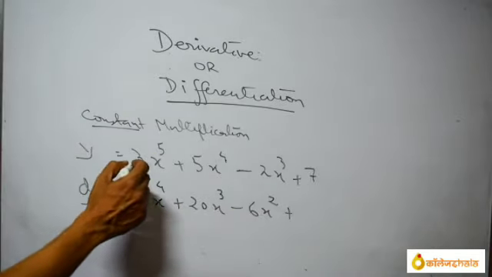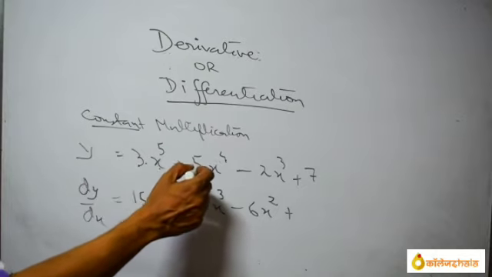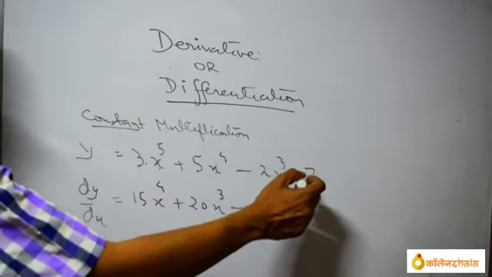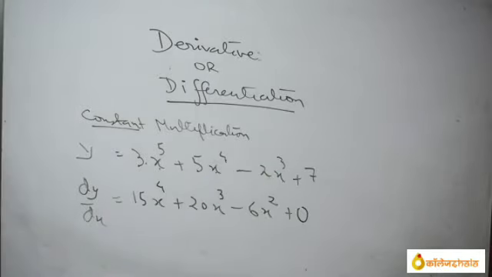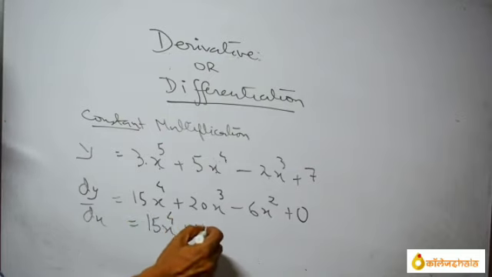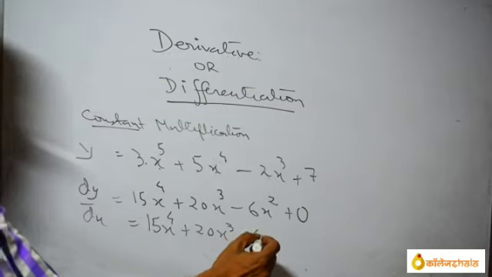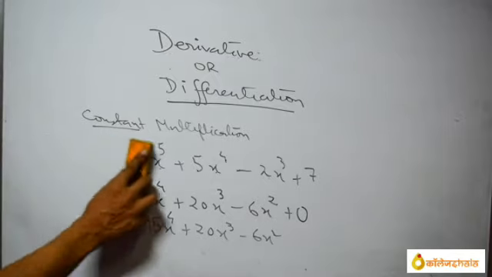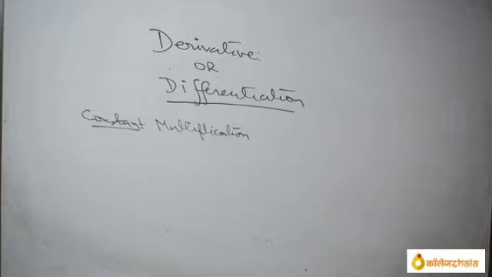Constant multiplication, I am trying to indicate that 3 is with the variable x to the power 5, 5 with the variable part x to the power 4, 2 with x to the power 3, but 7 is without any variable, so it will become 0. So the answer will be 15x to the power 4 plus 20x to the power 3 minus 6x square. This is the constant multiplication idea I have tried in the case of differentiation of y. Y means the variable, that is f(x).